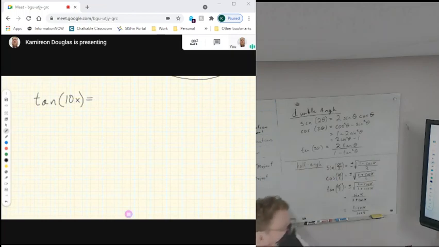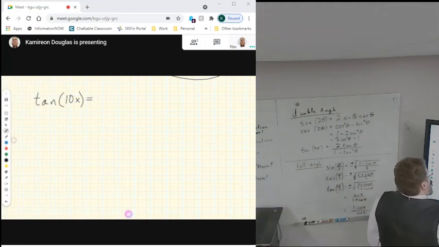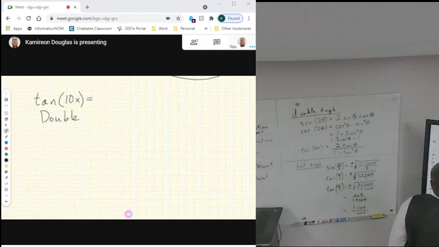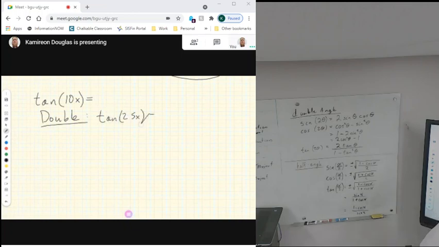So the double angle, I'll go through it quick since Cole says he's already got it. I want to make sure everybody at least sees it. The double angle would become tangent of 2 times 5x, equals 2 times tangent of my number, which is 5x, all over 1 minus tangent squared of 5x.